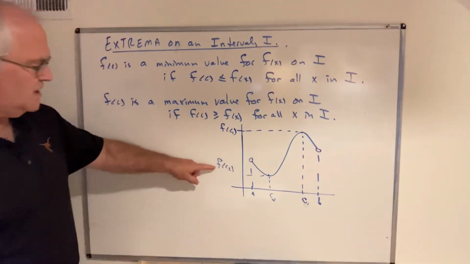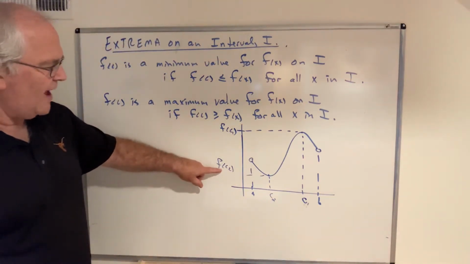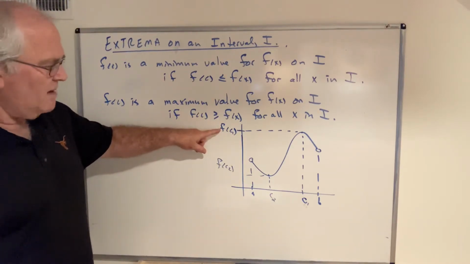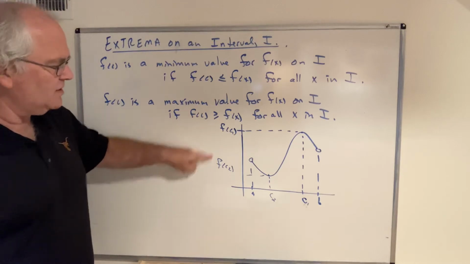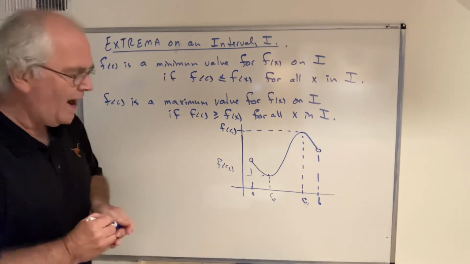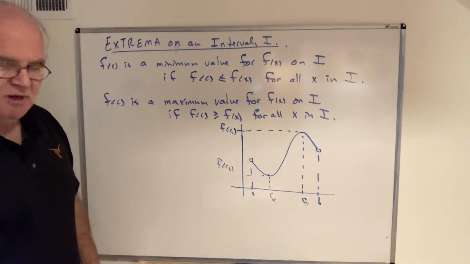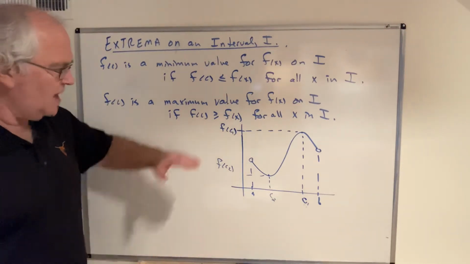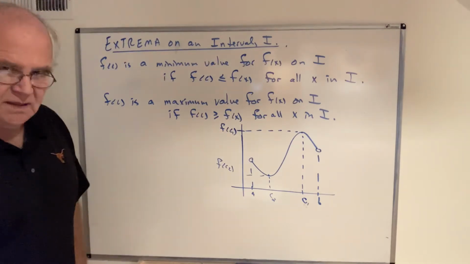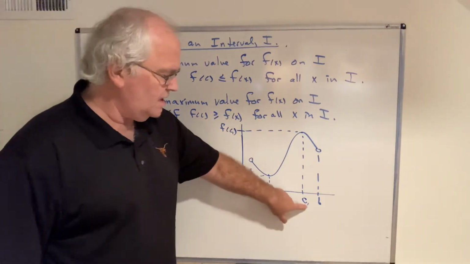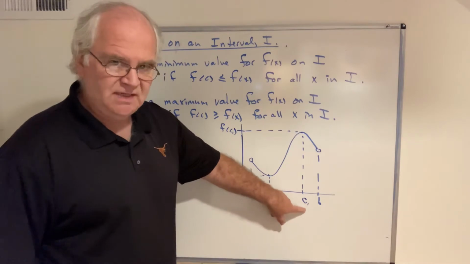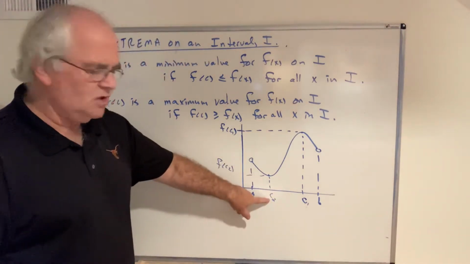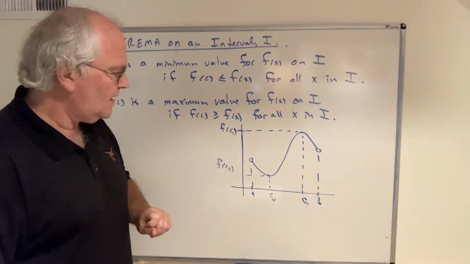And then what I would say is f(c2) is the minimum value. f(c1) is the maximum value. Remember, what is the maximum? Your answer is a y coordinate. Where does the maximum occur? Your answer is not f(c1). Where does the maximum occur? Your answer is x equals c1, or simply c1. Where does the minimum occur? x equals c2, or simply c2.